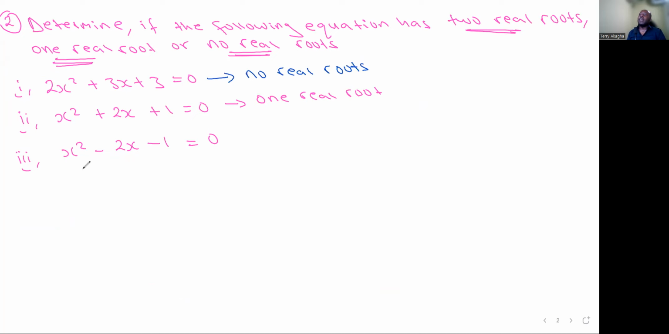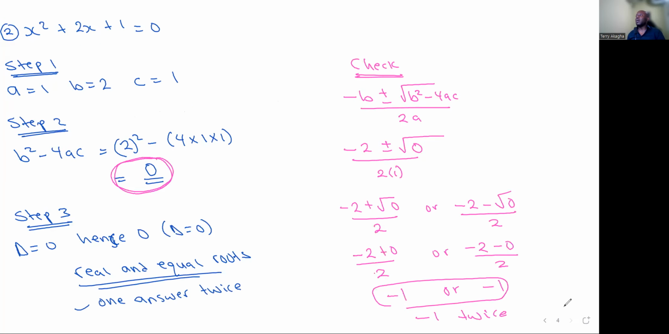All right, let's pick the last one, which is x squared minus 2x minus 1. So number 3, we have x squared minus 2x minus 1. So we have step 1, okay?